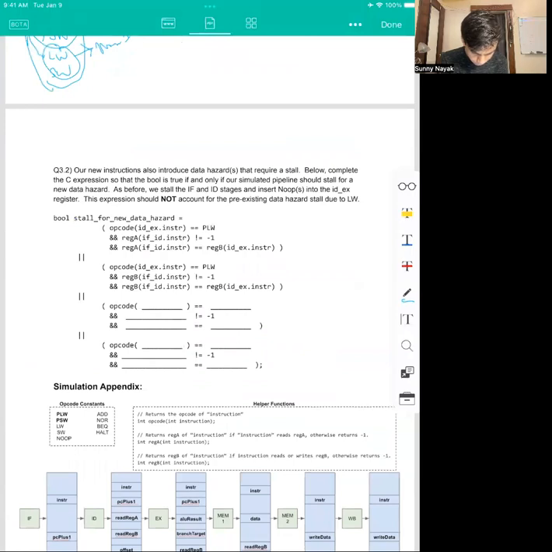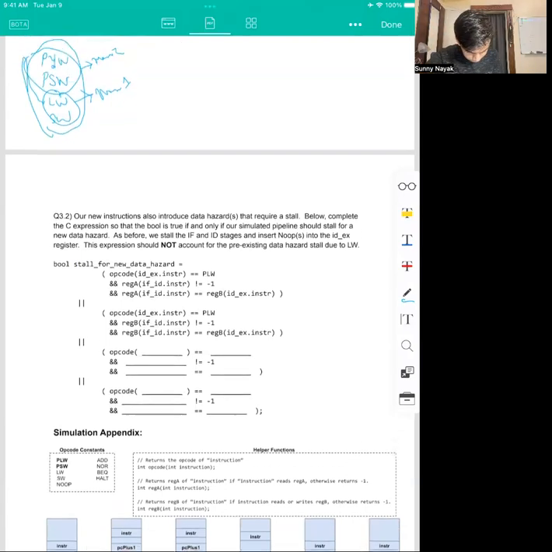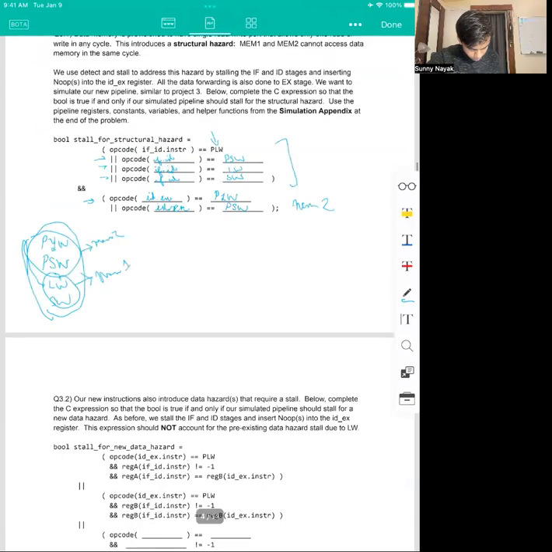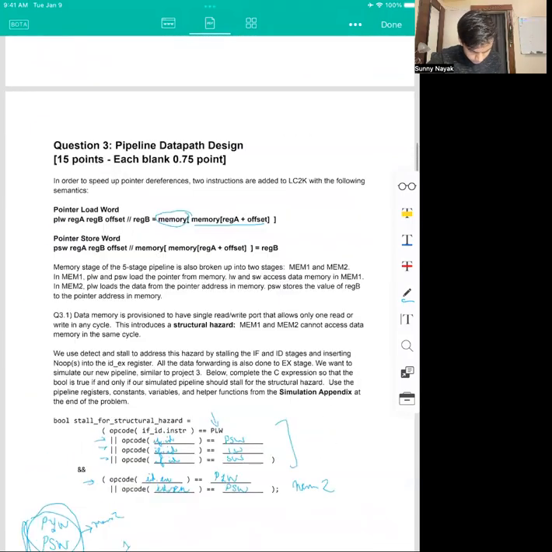Okay. Interesting. This expression should not account for the pre-existing data hazard stall due to LW. So let's think about how this would create a stall, or a data hazard.